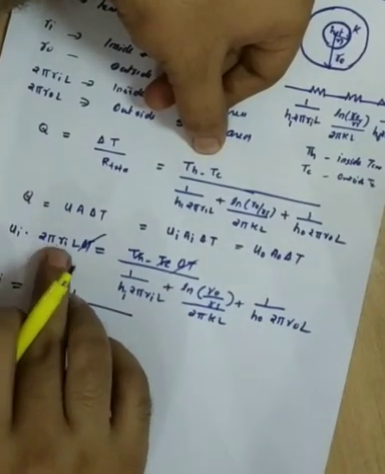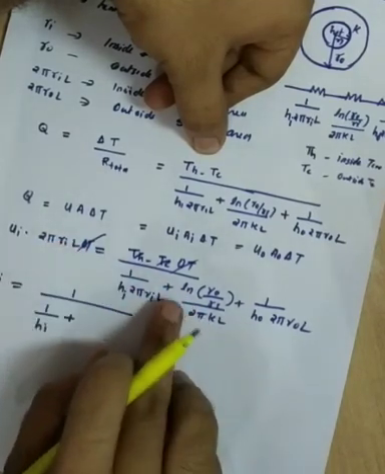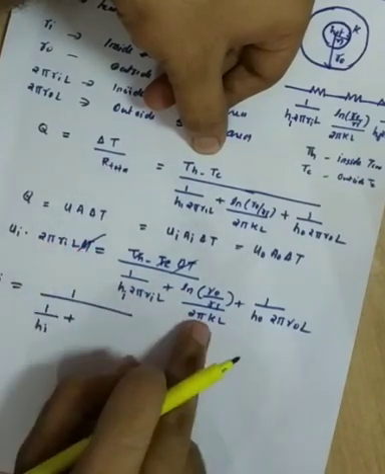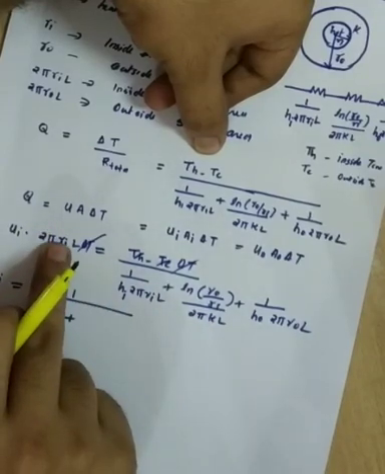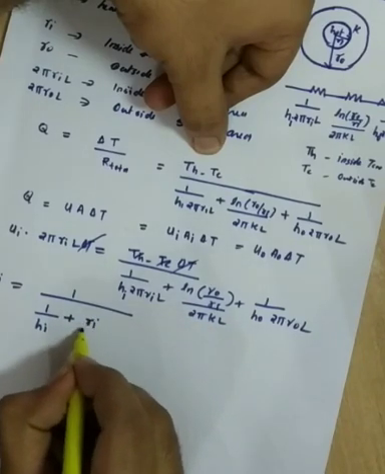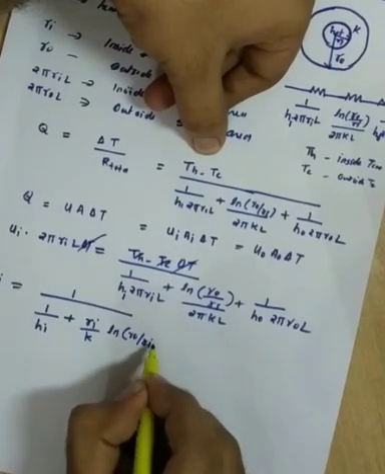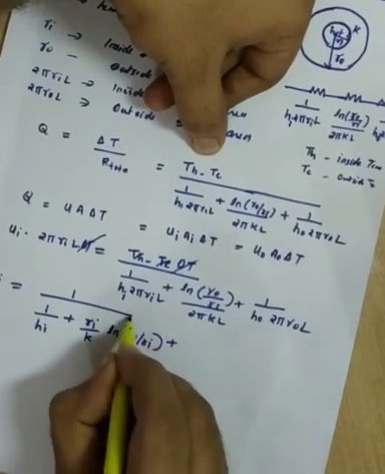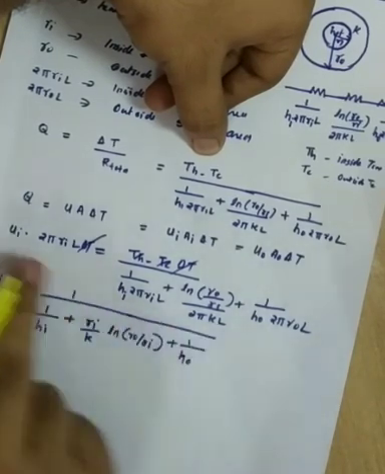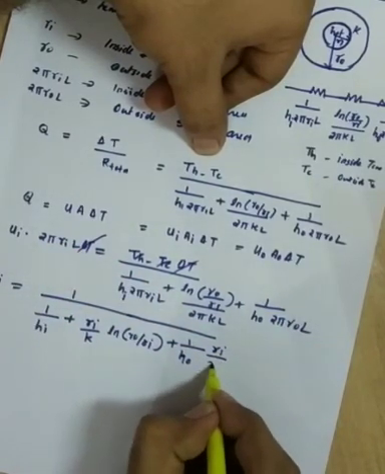I am taking 2 pi RiL into this side, that is numerator. So 2 pi RiL into log Ro by Ri divided by 2 pi KL. That is 2 pi RiL divided by 2 pi KL. 2 pi cancel, Ri will be there. L will be cancelled. So Ri and K will be there. So this is Ri by K log Ro by Ri plus 1 by ho 2 pi Ri. 2 pi L cancel. So Ri by Ro.